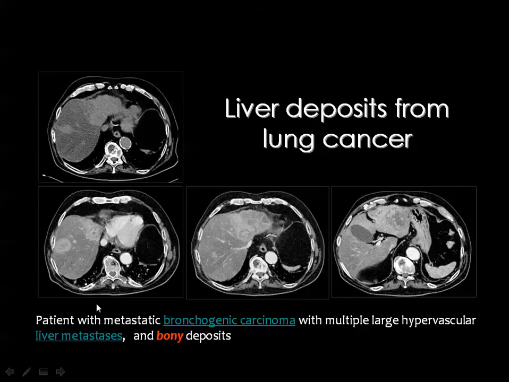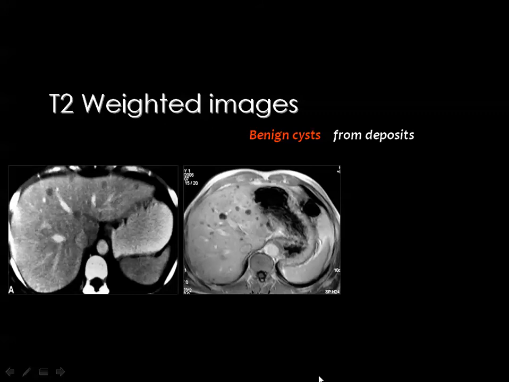But on the triphasic CT study, and this is the arterial phase, you can see that these lesions are enhancing. And you remember that the normal liver parenchyma does not enhance in the arterial phase.